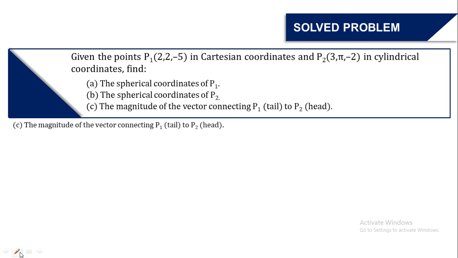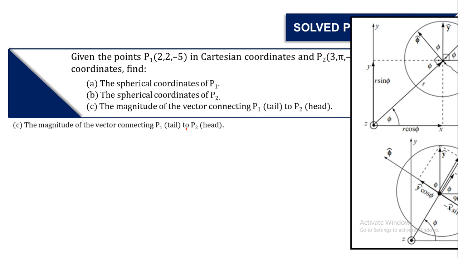Third, we are to find naman yung magnitude ng vector connecting point 1 to point 2. So, para makuha natin yung magnitude ng vector that is connecting point 1 to point 2, kailangan muna natin kunin yung vector, di ba? So, yung fundamental step para masagutan natin yung magnitude na yun. Kunin muna natin yung vector. So, paano yun?